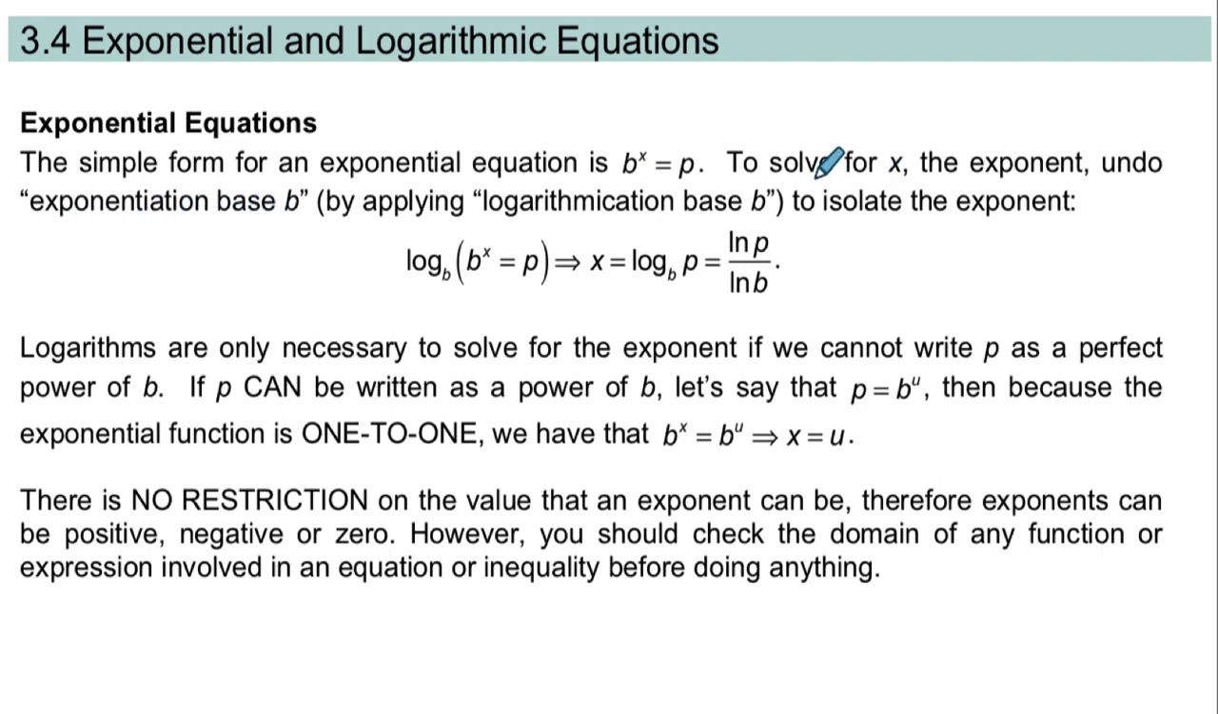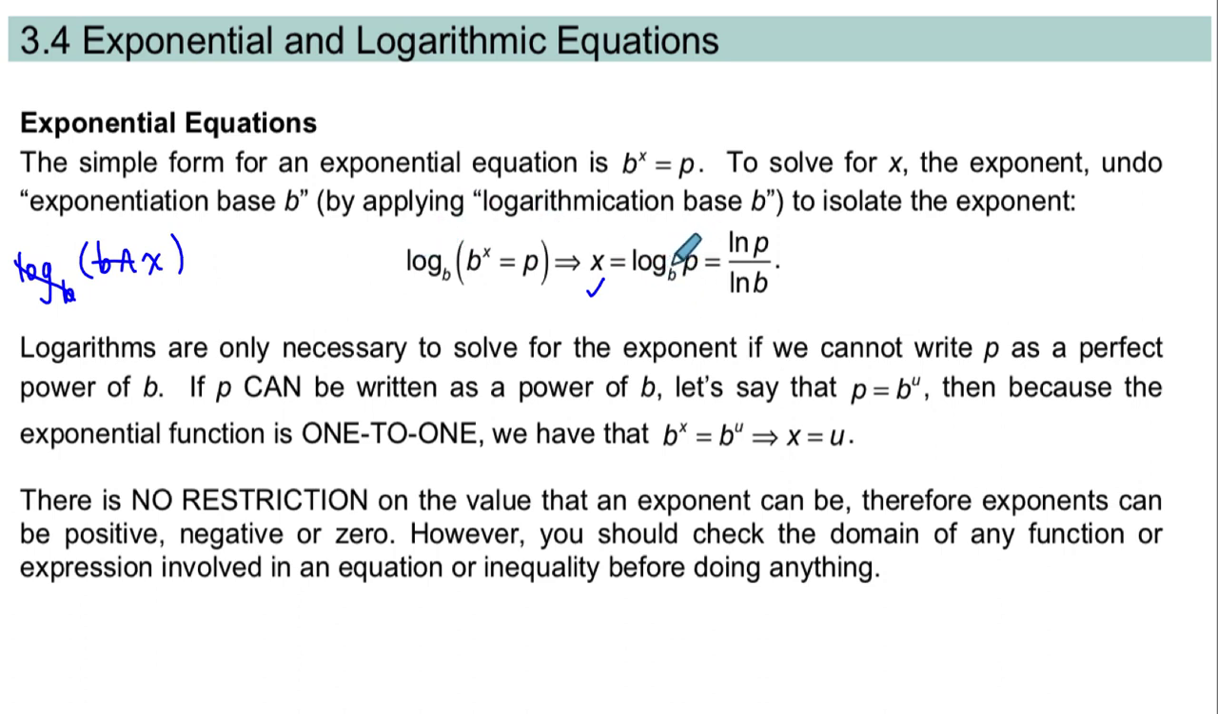Now to solve or isolate for the exponent x, we have to undo that operation by applying the inverse of exponentiation base b, which is logarithmication base b. So to our given exponential equation, we apply log base b to both sides of the equation, and then log base b of b to the x, if we remember by the inverse property, log base b and b to the cancel, leaving us with just x, and then we apply log base b to the other side.